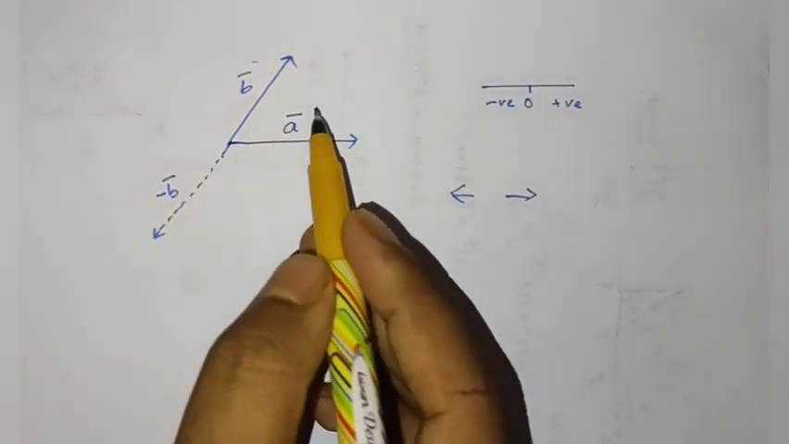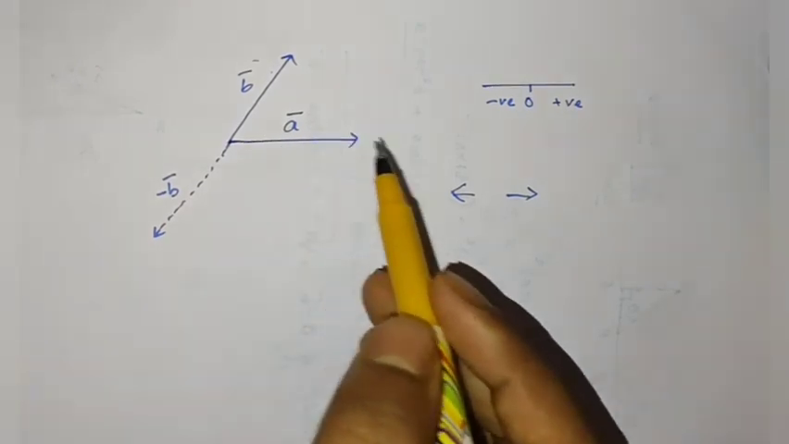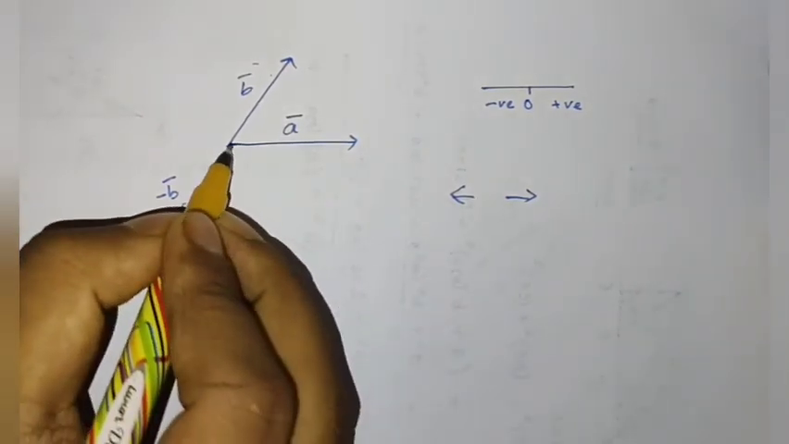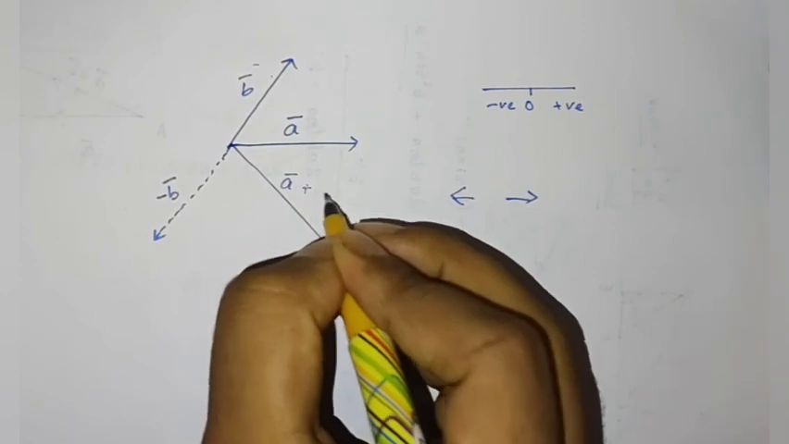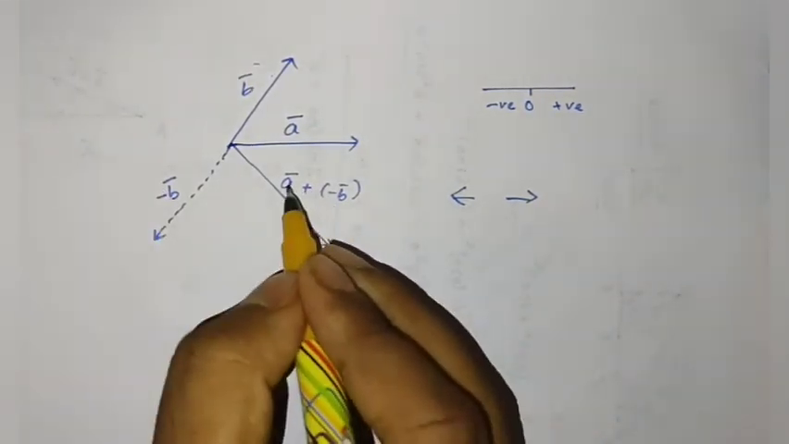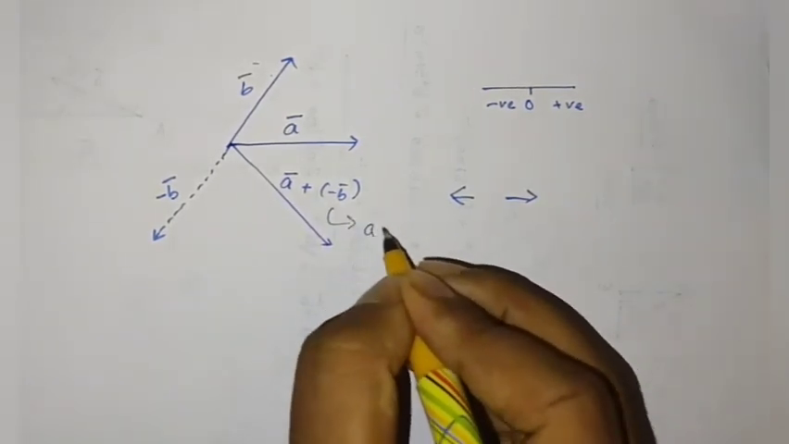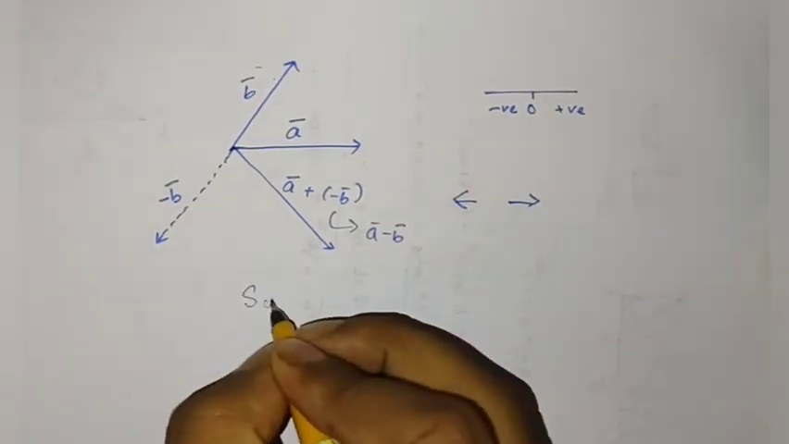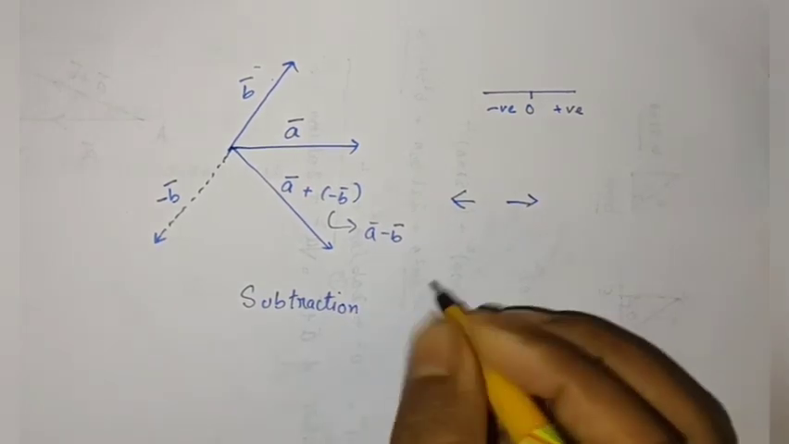Now this is simple, right? Now we can consider this to be again the parallelogram rule, where we connect the tails, so the resultant will be nothing but the summation of these two. Now since this is the minus, you get a plus minus b vector, so this is nothing but a minus b. So this is the subtraction of vectors.